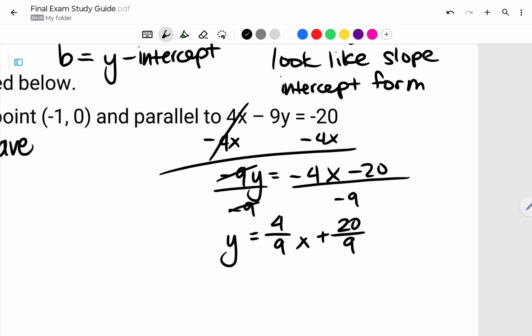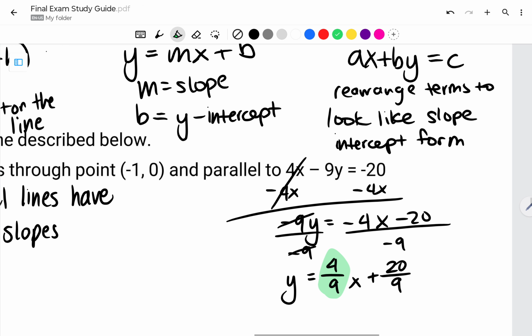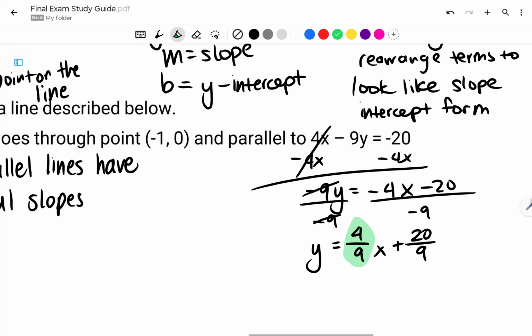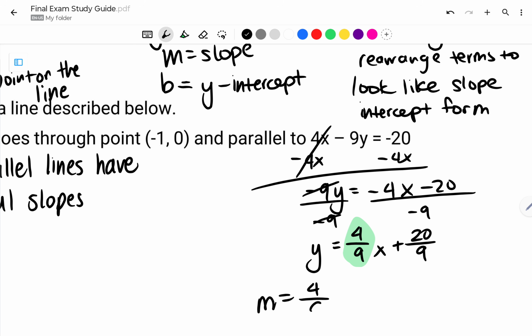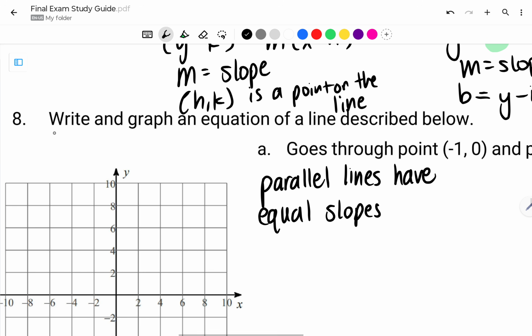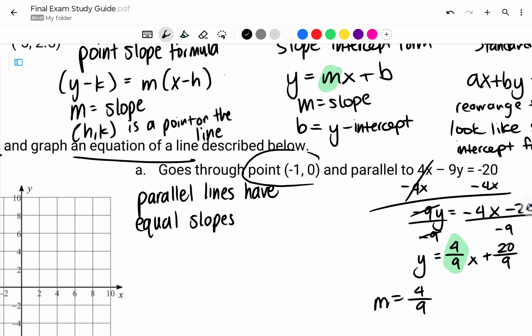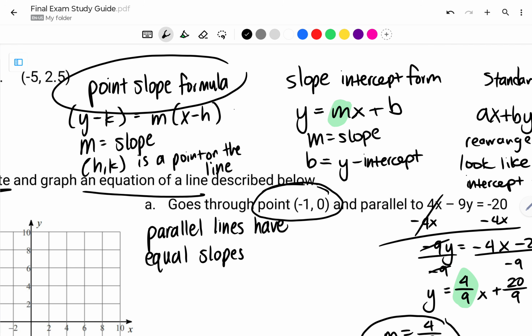In this equation, all I really care about is the slope. I know the slope is 4 over 9 now, right? Because that is the slope, m, right there. So then I know my slope is going to be 4 over 9. Let's write my equation. Write an equation of the line. Let's do that first. I have a point here. Now I have my slope. Let's use the point slope formula.